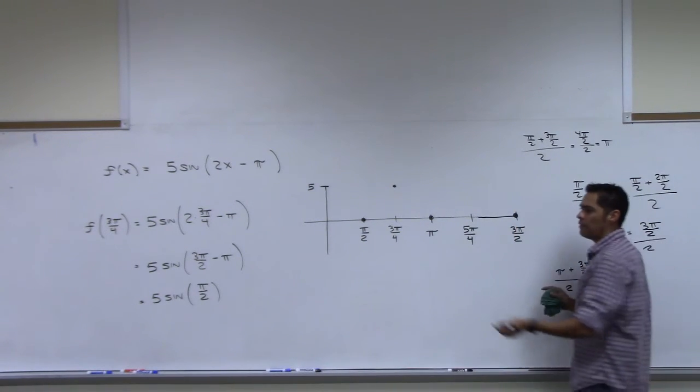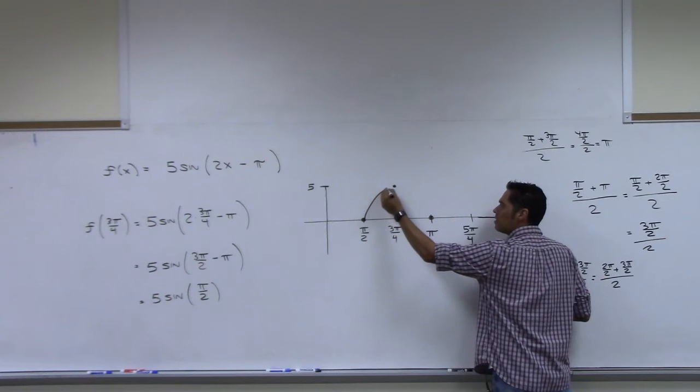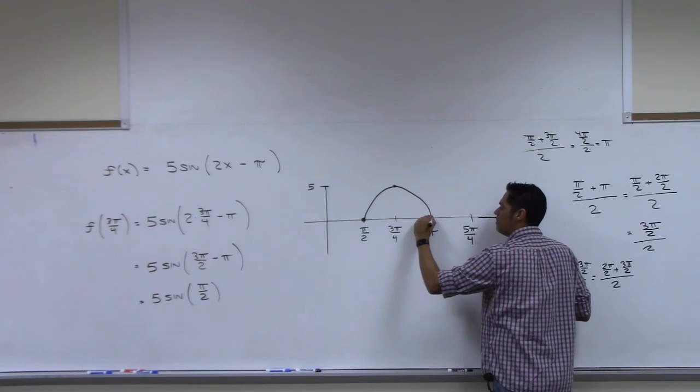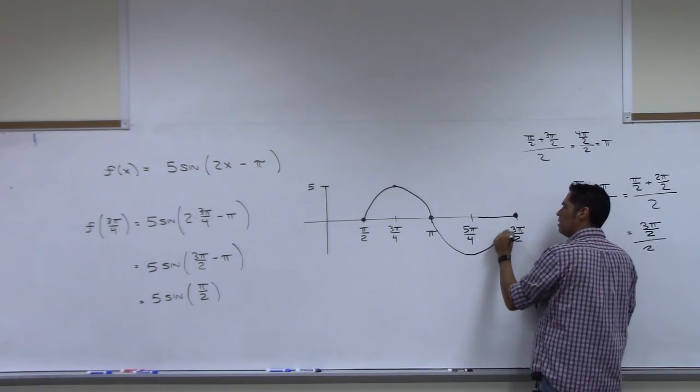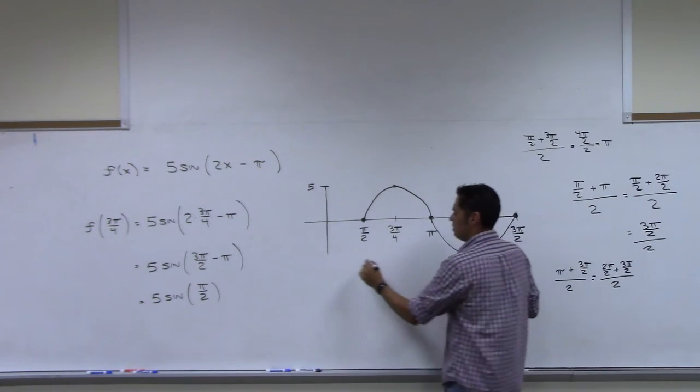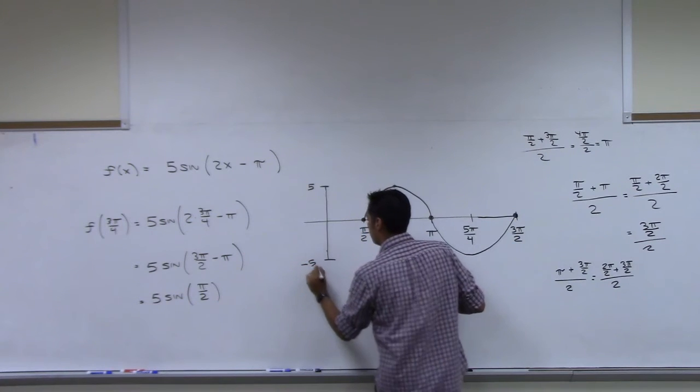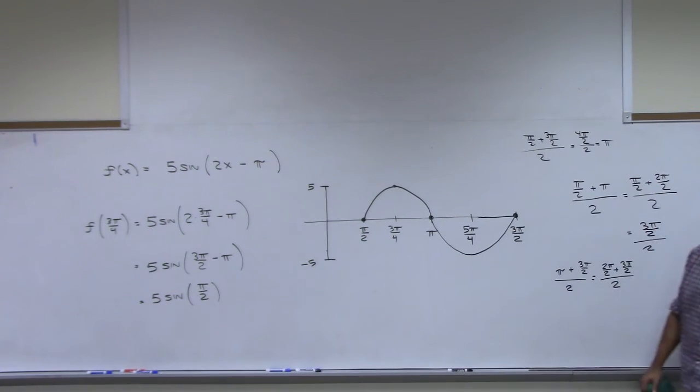Because I know that the first arc of the sine right here is going to go up like this. Then it has to come down, and then it has to do the opposite in the next region. So there it is. That was supposed to be negative 5 down here. I don't know if it looks like it, but close enough?